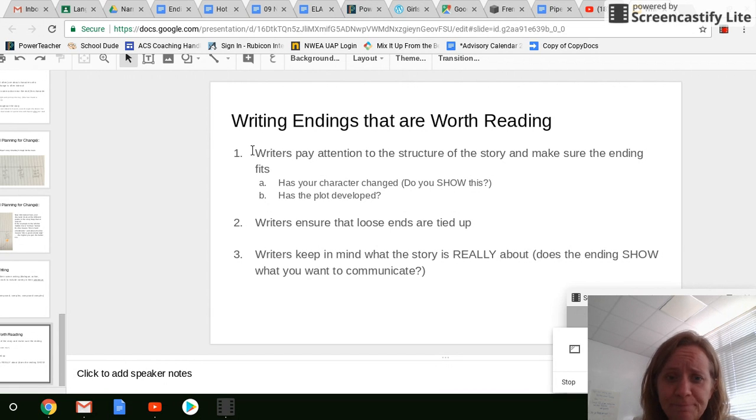And as we watch it, when you pay attention to these three principles, can you see how Harry has changed or others have changed? And can you see how the plot has developed? Are loose ends tied up? And does it show us what the story is really about? Let's look at it and see how it goes.